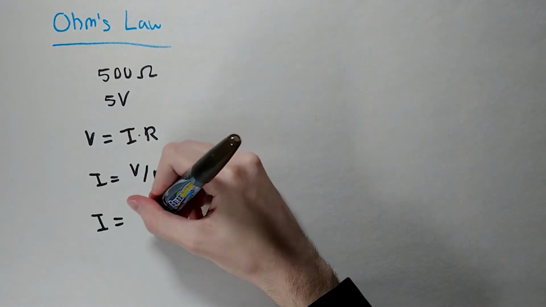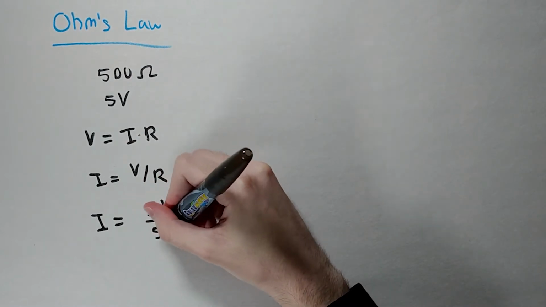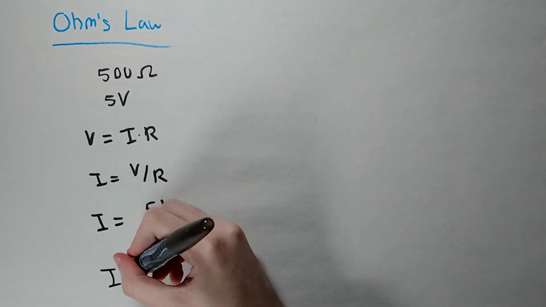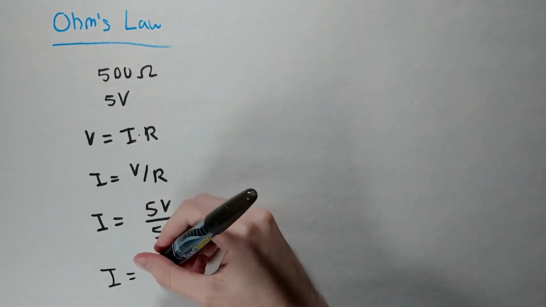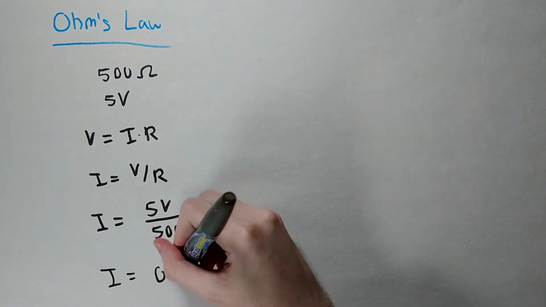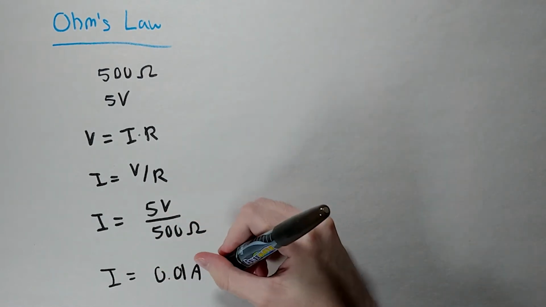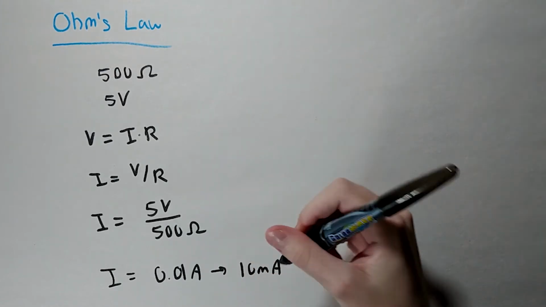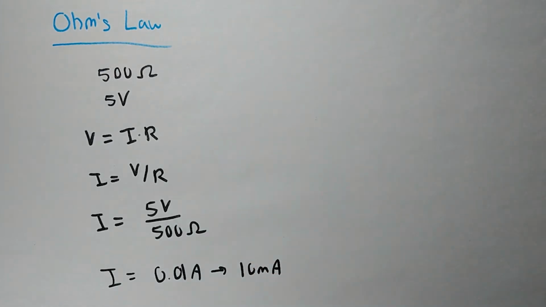Plug in the 5 volts, 500 ohms, just like that. And you end up getting that your current is going to be 0.01 amps or 10 milliamps. You can use this process to ask the question of how much water will be flowing through a pipe with this much water pressure and this valve. So with this resistor and this voltage, how much current is going to flow through it?